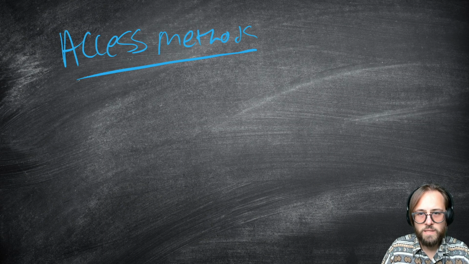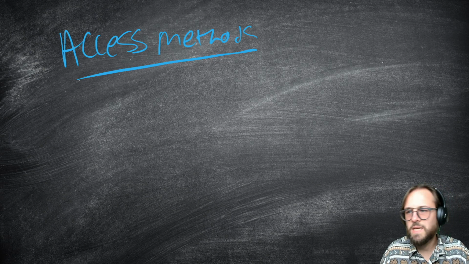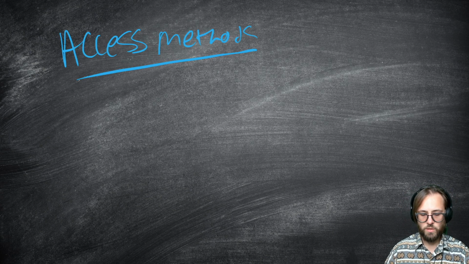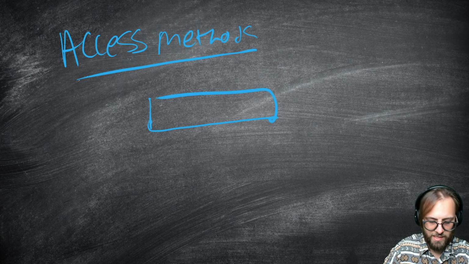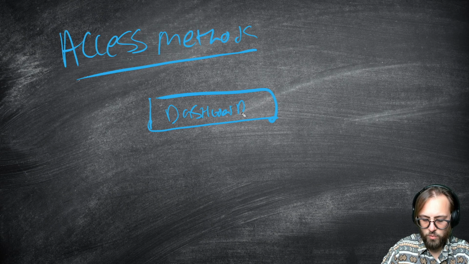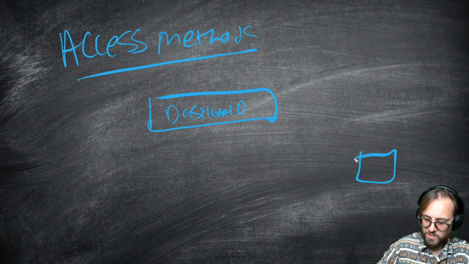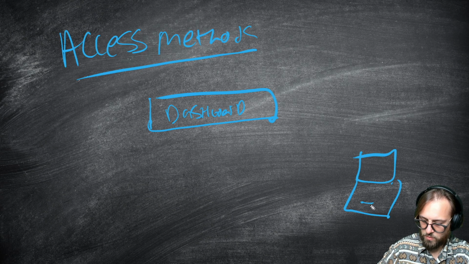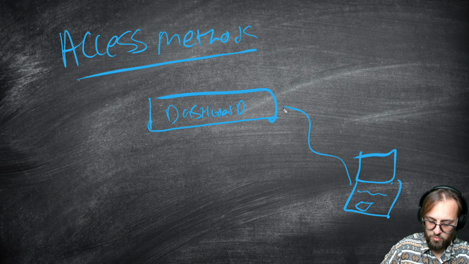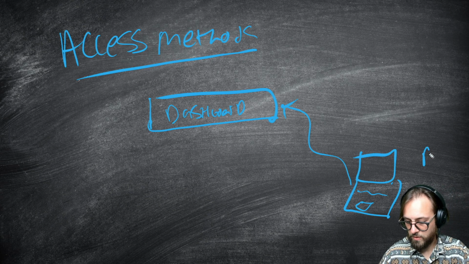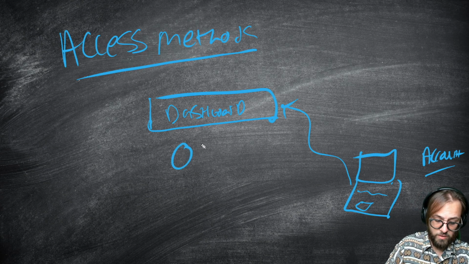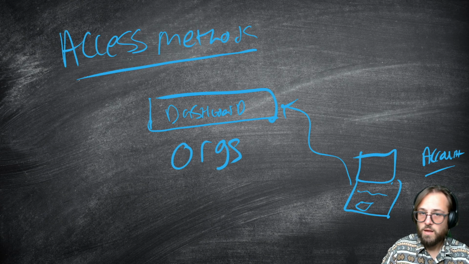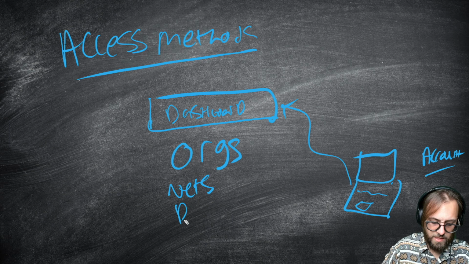All right, so let's go ahead and talk about our access methods to access our dashboard and devices. We're going to go online to the Meraki dashboard, and with our laptop, we're going to log into the dashboard using our user account. So then we can see things like organizations, our networks, and our devices.